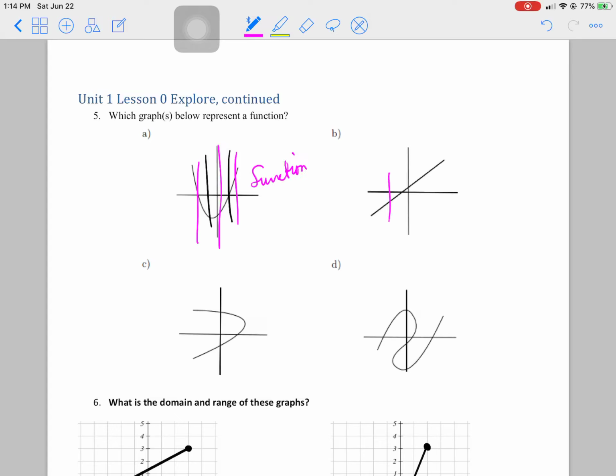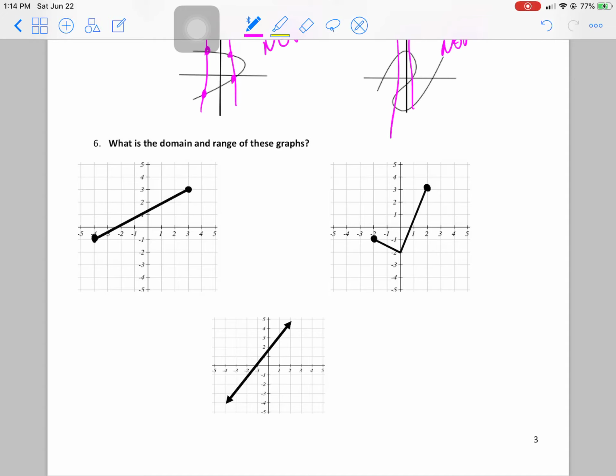All right, same with this one. That's a function. Passes the vertical line test. This one does not. It hits it here and here and here and here. So that one's not a function, and that one's not a function. Okay. All right. These are functions, therefore we can have their domain and range.